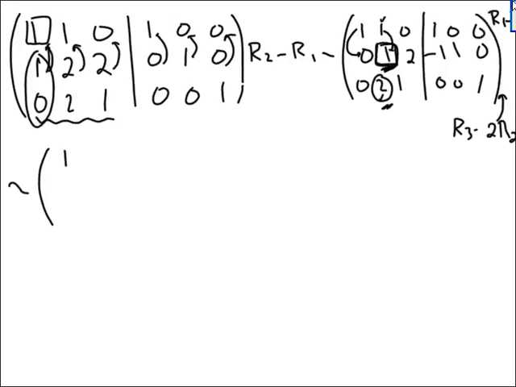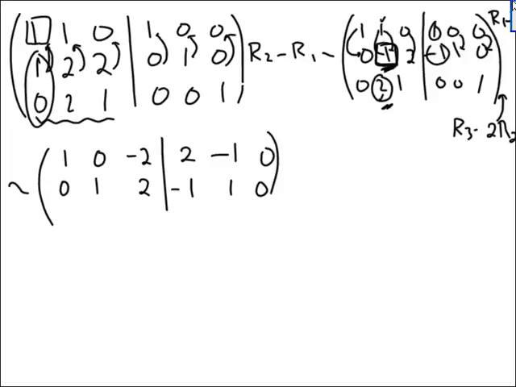1 minus 0, 1 minus 1, 0 minus 2, 0 minus 2, 1 minus a negative 1, which is 2, 0 minus 1, 0 minus 0. The second row is not changing.